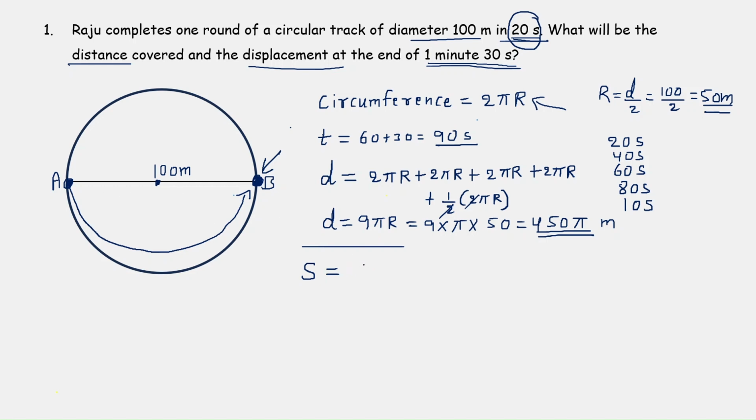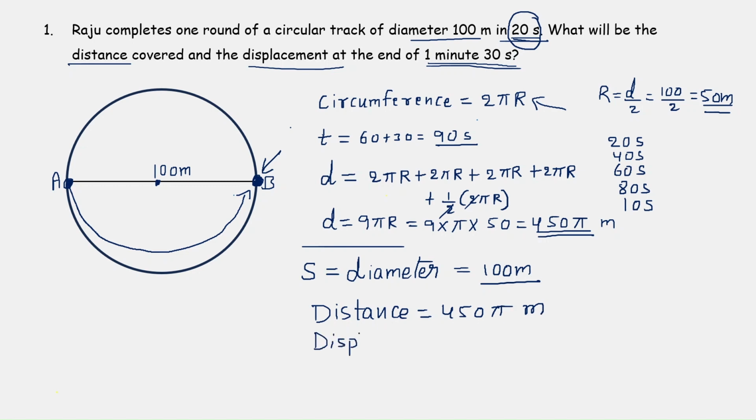So that is just like a diameter, which is nothing but the diameter of the circular track, which is 100 meters. So the distance equals 450 pi meters. If you want, you can just substitute the pi value and solve it. Otherwise, you can keep it as it is. And the displacement will be 100 meters. So hope you understood. So that's it. So let's go to the next question.